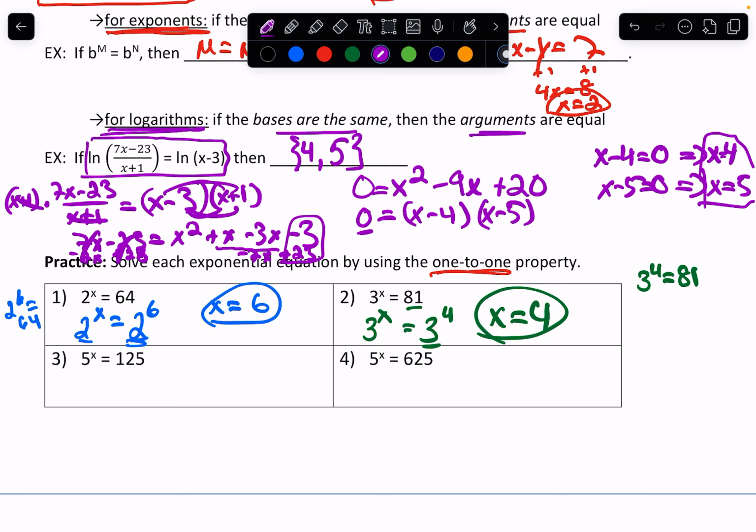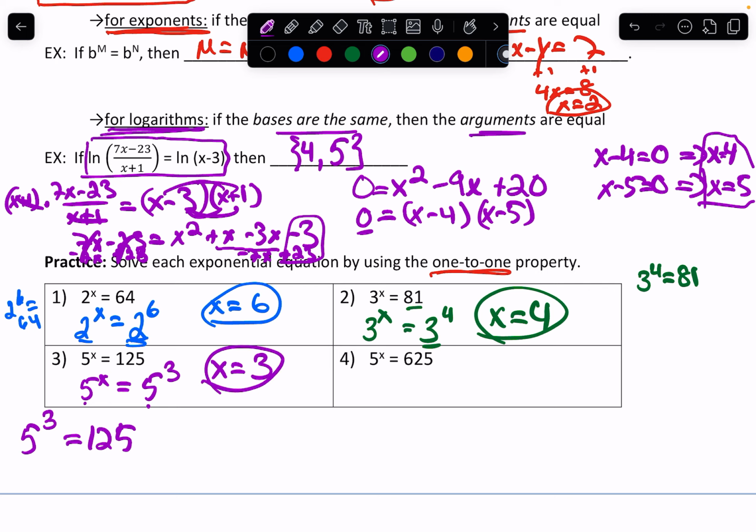Same thing here, 5 to the power of x. And we need to figure out 5 to what power equals 125. Well, that's going to be 5 to the power of 3. So 5 to the power of 3. And since we're using the one-to-one, our bases are the same, so our exponents are going to be set equal. x equals 3.